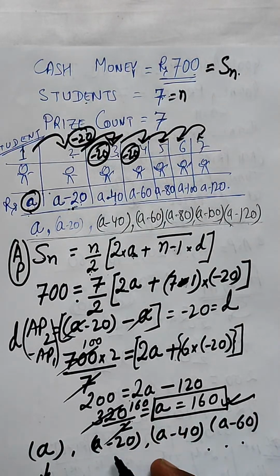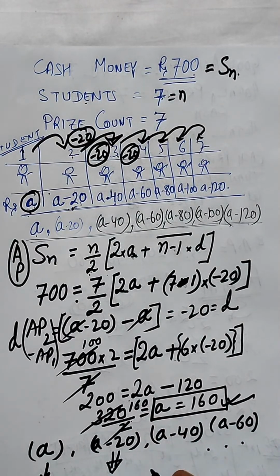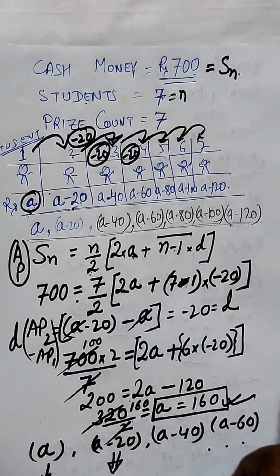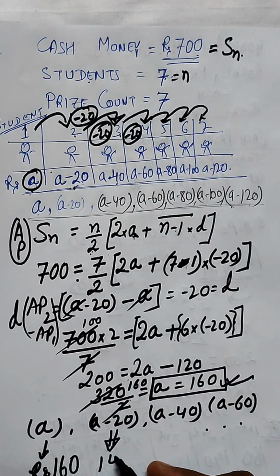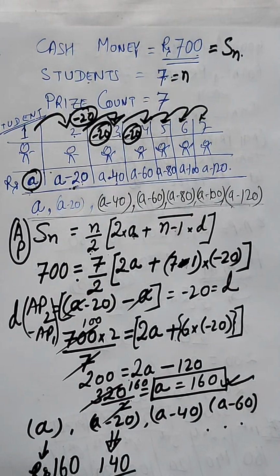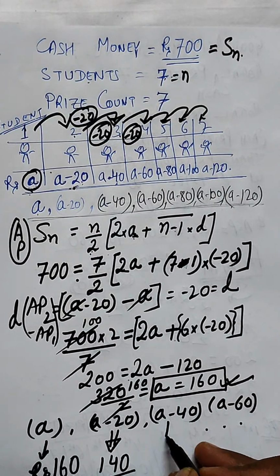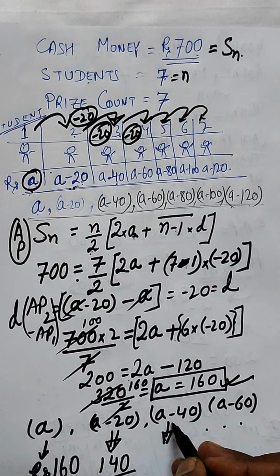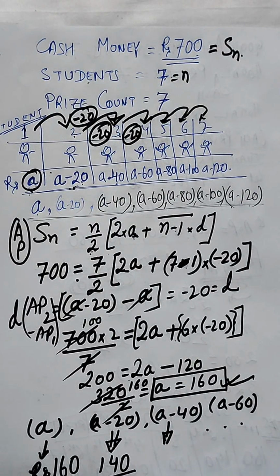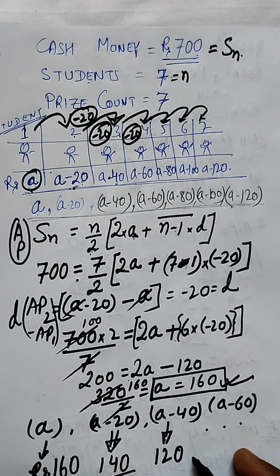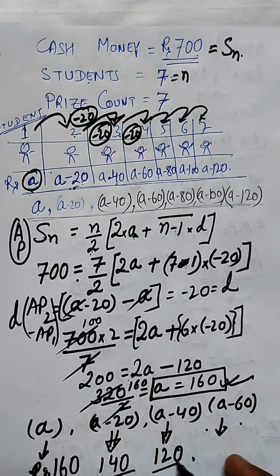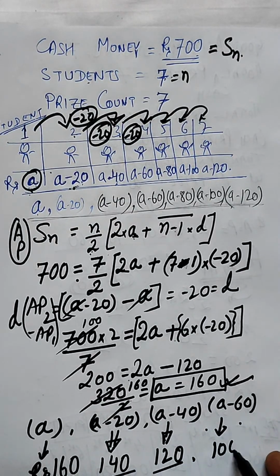Yeah, sure. And what is the amount the second student will be getting? a minus 20. So a minus 20 will be 160 minus 20. What is the value of that? A minus 20 is 160 minus 20. This will be coming as 140. So the second student will be getting rupees 140. What will be the prize money for the third student? This will be a minus 40. So 160 minus 40 will be 120. So in this way, reduce 20 every time. The fourth student will be getting 120 minus 20, that is 100, right? 160, 140, 120, 100.